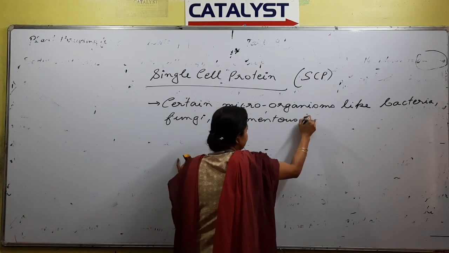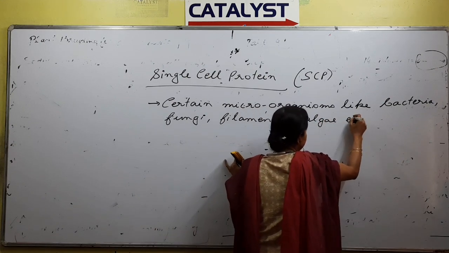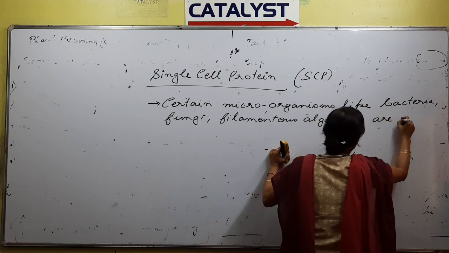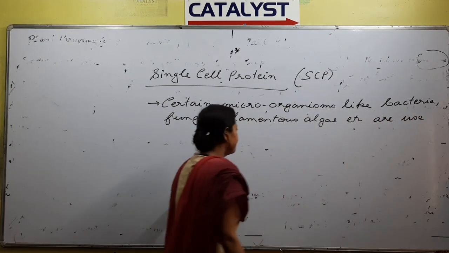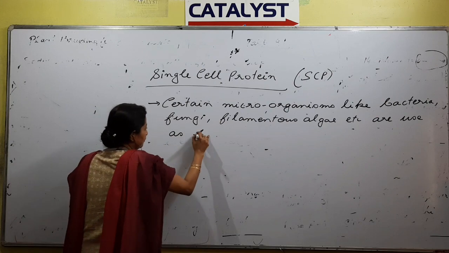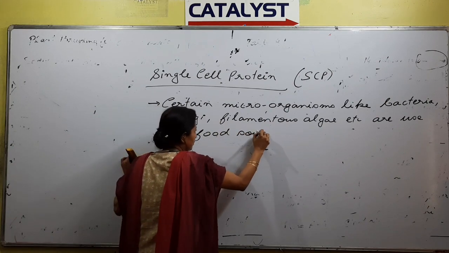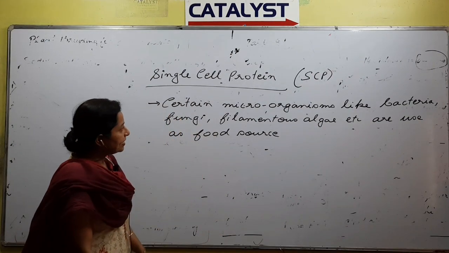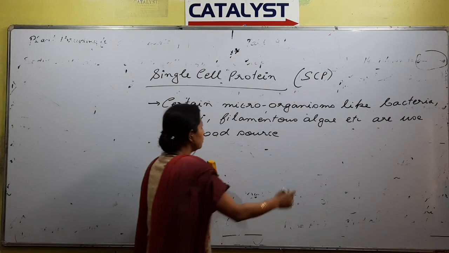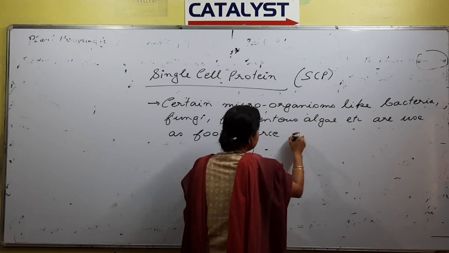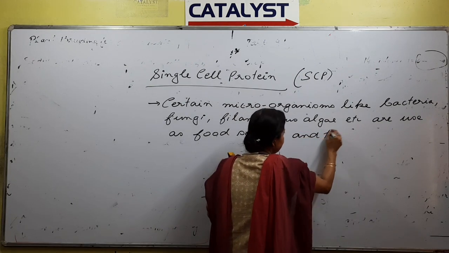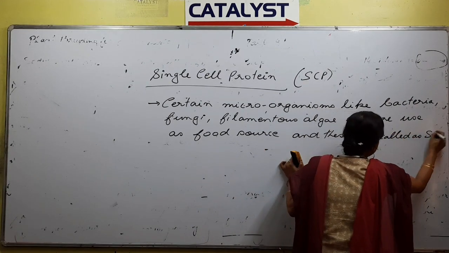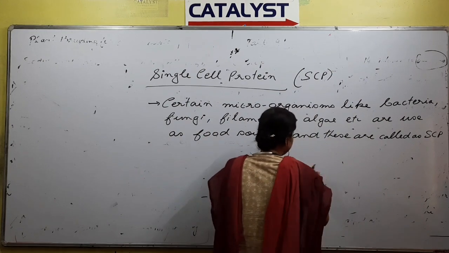Filamentous algae, etc. are used as food source. Certain microorganisms like bacteria, fungi, filamentous algae, etc. are used as food source, and these are called as single cell protein, right? So what is single cell protein?